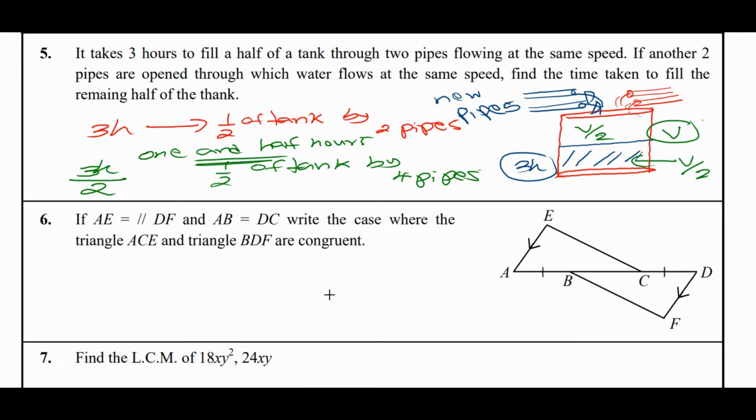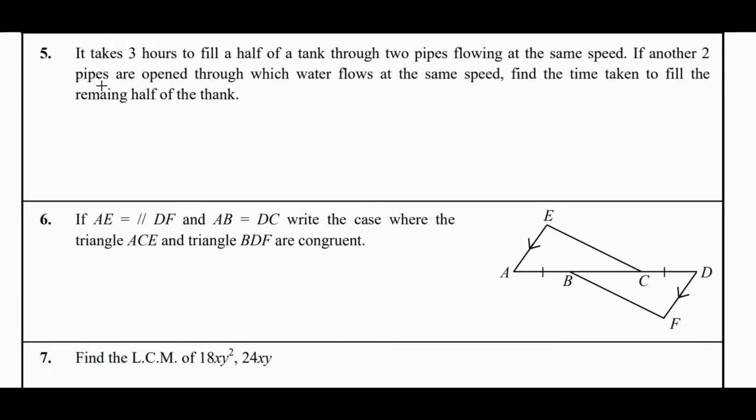Let's try question number 6. Q6 is saying: if AE equals and parallel to DF, this is the notation of equals and parallel, and AB equals DC, write the case where the triangle ACE and triangle BDE are congruent. Right. First of all, let's try to mention all the details in the figure. AE is equal to DF.